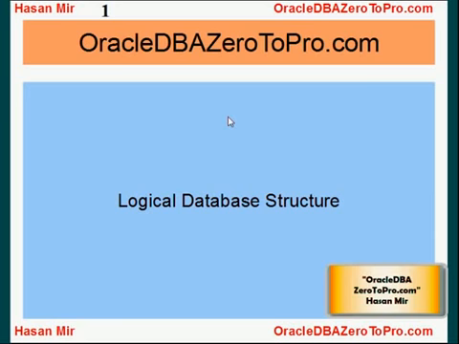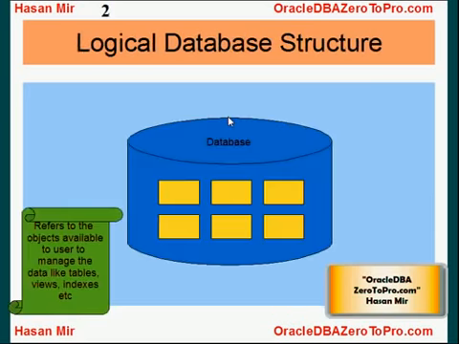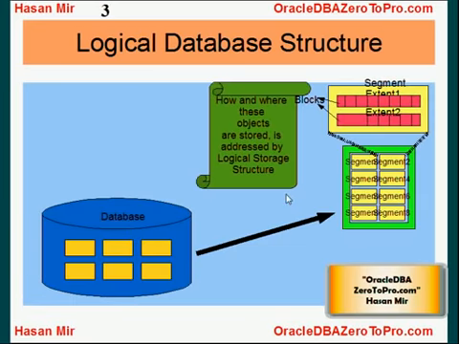This is Hassan Mir. In this tutorial, I'm going to talk about logical database structure. So what is logical database structure? It refers to the objects available to users to manage the data, like tables, views, indexes, etc. So this blue object here is representing the database. The yellow objects are representing the database objects.